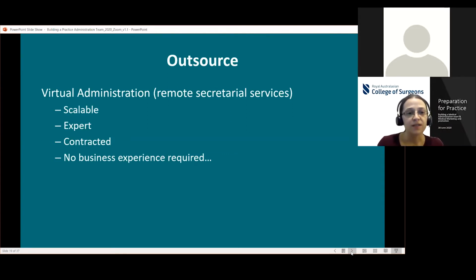Your virtual administration is very scalable. You've got expert people in there. It's contracted, it's clear, and you don't require any business experience to use it or any need for any of the HR sort of things that I've spoken about before. You don't need to know about the national employment standards. You don't need to write up contracts that are approved by lawyers or do any of this. You just need a contract with a good service provider.